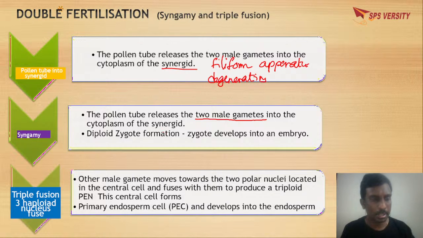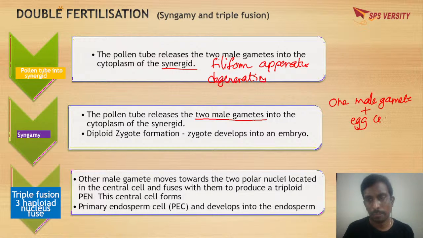Okay. So here the pollen tube releases 2 male gametes. These 2 male gametes will be released into the cytoplasm of the synergid. In this, one male gamete will fuse with the egg cell. The fusion of haploid male gamete with haploid egg cell is called syngamy.